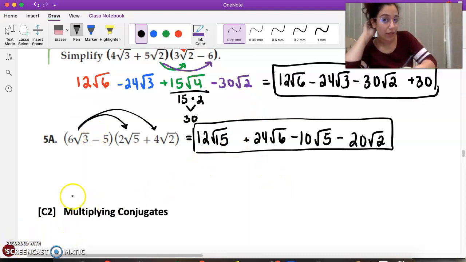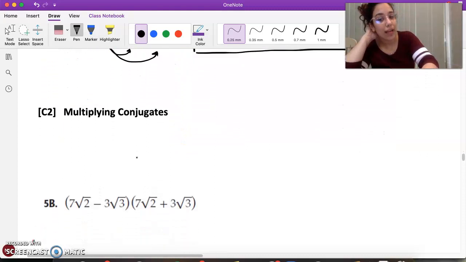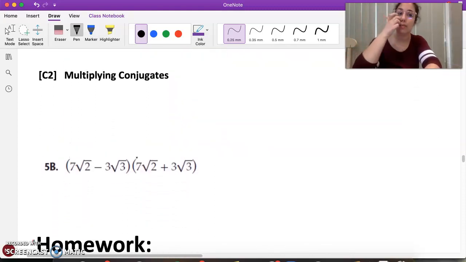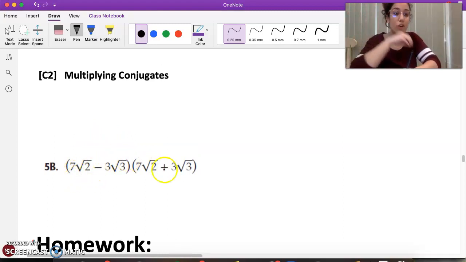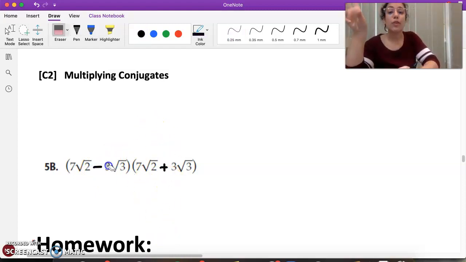Here is your final answer after doing all of the distribution. No like terms, nothing to simplify, so you leave it like that. Now, what happens when you multiply conjugates? We've spoken about conjugates before, and conjugates are the exact same binomial except one has a minus, one has a plus. That is what a conjugate is. So what happens when you multiply them?